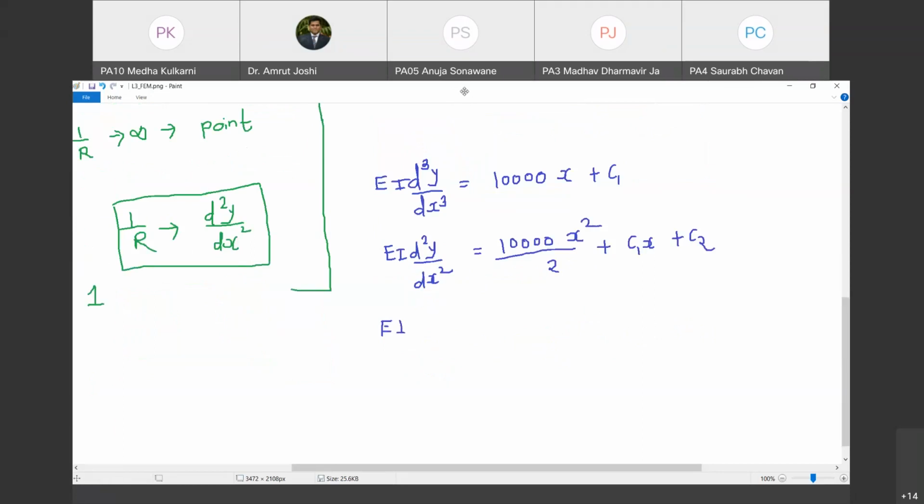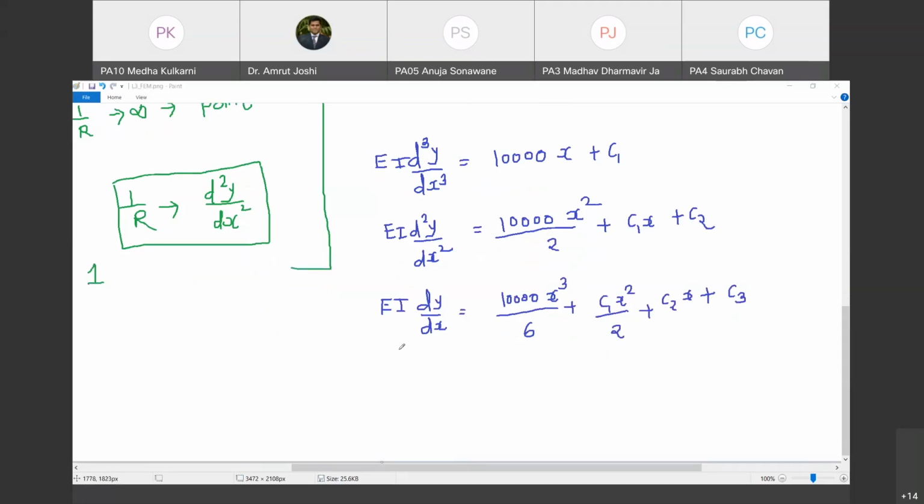Let us integrate it once more. EI dy by dx is equal to 10,000 x cube by 6 plus C1 x square by 2 plus C2 into x plus C3. Do you agree with me? Yes, sir.